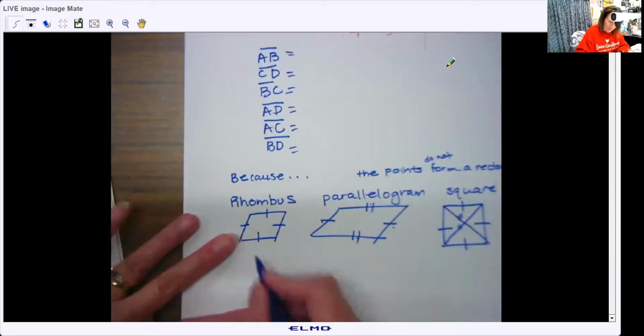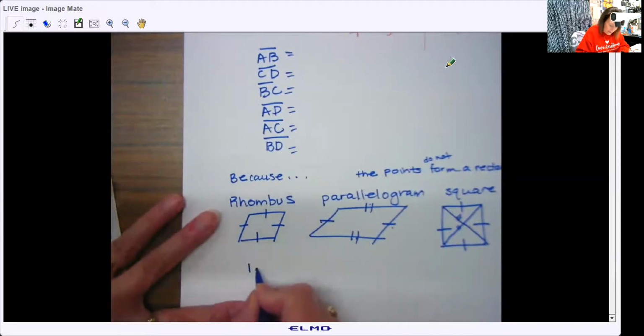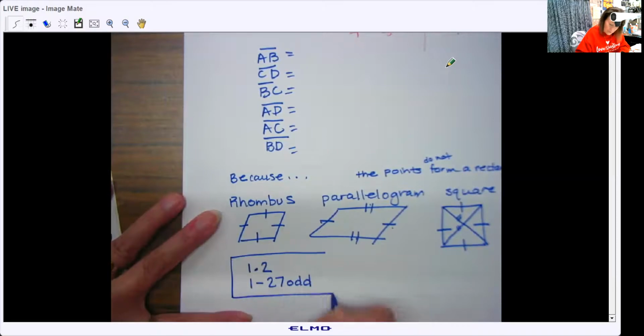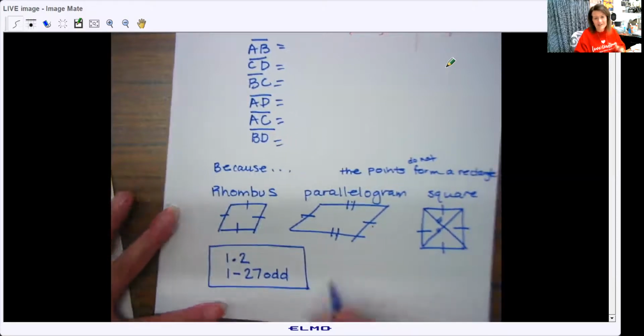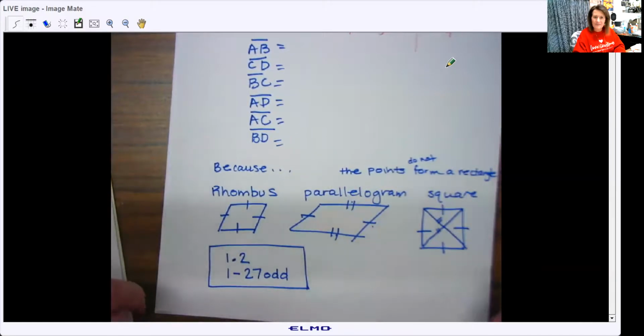Now then, your assignment in this book is in section 1.2, we're going to do 1 through 27, the odd. Today is just working with the distance formula. There's just a lot of different applications for it. But have fun with these, and if you have any questions, feel free to shoot me an email or give me a call.